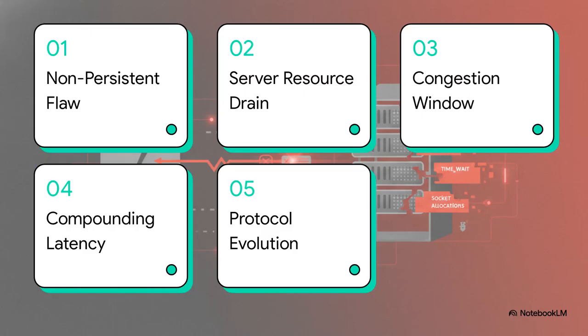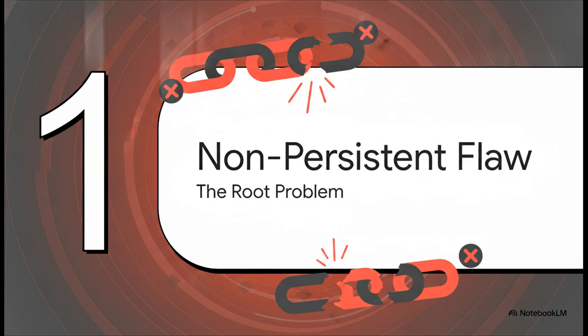We're going to deconstruct this bottleneck layer by layer. 1. The non-persistent connection flaw. 2. Server-side resource drain. 3. The congestion window penalty. 4. Compounding latency and the math behind it. And finally, 5. The protocol evolution. All right, part 1, the non-persistent connection flaw.